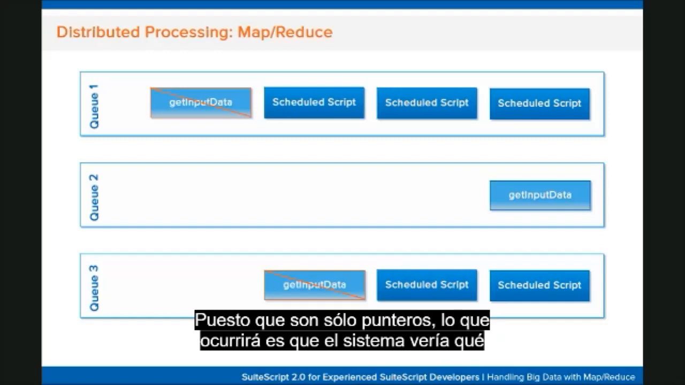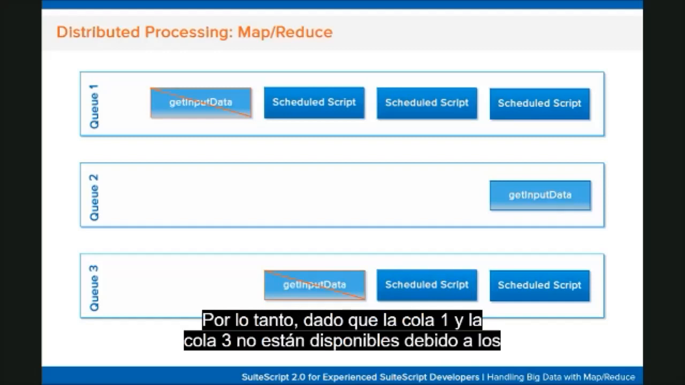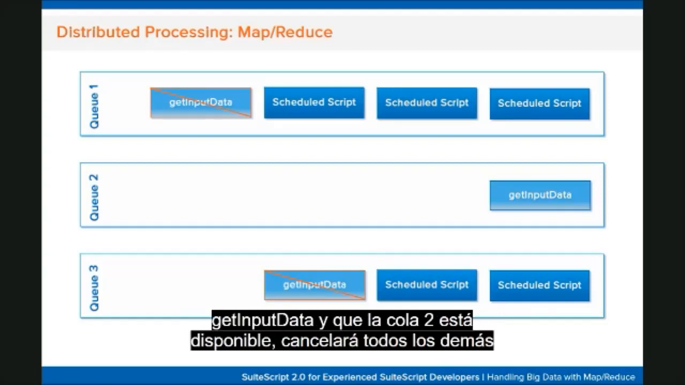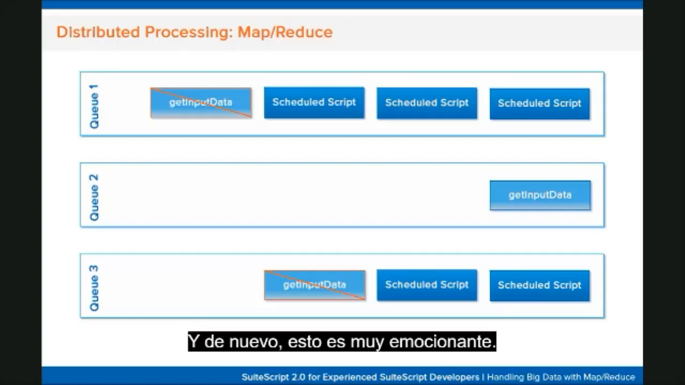Since those are just pointers, the system would look at which queue is currently available. Since Q1 and Q3 are not available because of the scheduled scripts that are scheduled before our get input data stage, and Q2 is available, it'll cancel all the other pointers and then execute the script where it can execute. And again, this is very exciting.